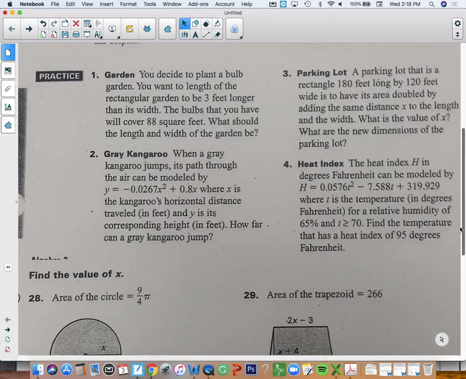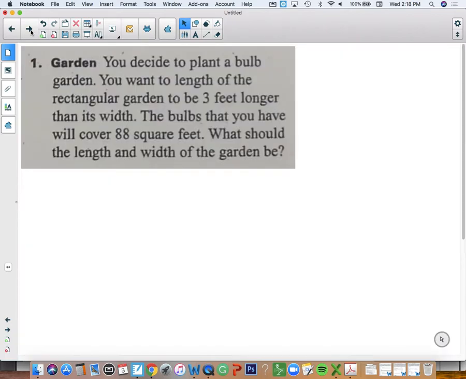So looking at this first one, the garden problem, I have it set up on the next page here. In a garden, you decide to plant a bulb garden. Bulbs would just be like little flowers, or the bulb of the flower. You want the length of the rectangular garden to be 3 feet longer than its width. The bulbs that you have will cover 88 square feet. What should the length and width of the garden be? So the best thing to do is draw yourself a diagram or some kind of a picture that you can follow.